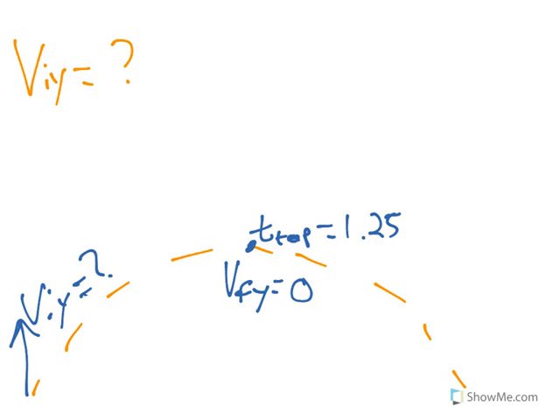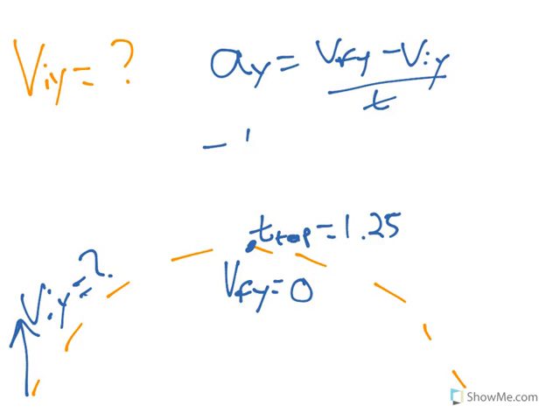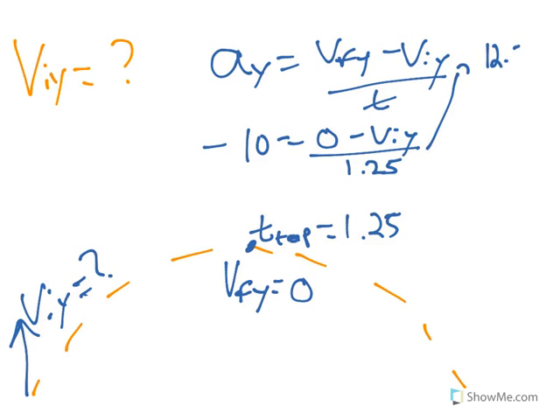So what we have to do then is use the only formula that's got VFY and VIY in it, and that is the acceleration in the y equals the final velocity in the y minus the initial velocity in the y divided by the time. So negative 10 is equal to 0 minus VIY divided by 1.25, or 12.5 is equal to VIY. So the initial velocity in the y is 12.5 meters per second.